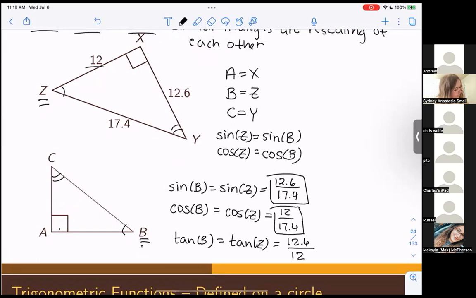Are there any questions on how I did this and why similar triangles have the same sines and cosines? These side lengths will not necessarily be the same. It's not that side length ZX is going to be the same as side length BA, but the ratios between the lengths of all the sides will be the same. So the values of our trig functions will be the same.